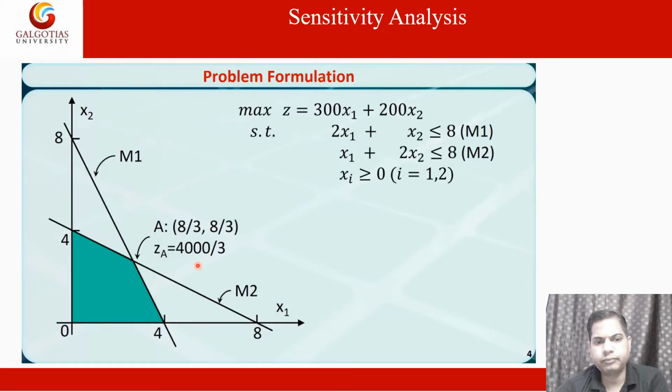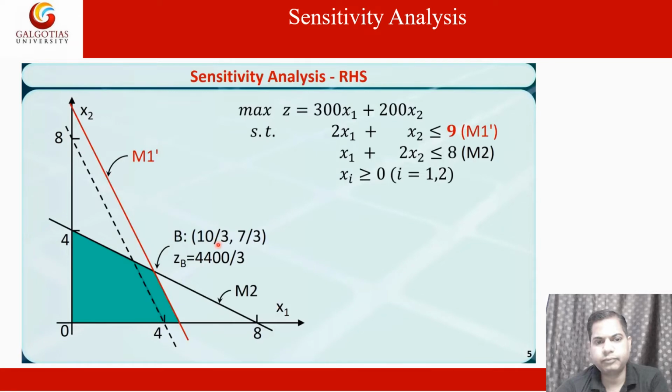Now let's perform sensitivity analysis on the right-hand side of the constraints. For machine 1, we want to know if we change the available time by 1 hour, from 8 to 9, how much will the z value change? In this graph, the constraint for machine 1 will be changed to M1 prime, and the optimal solution will be changed to point B. The objective function value at this point is 4,400 over 3.